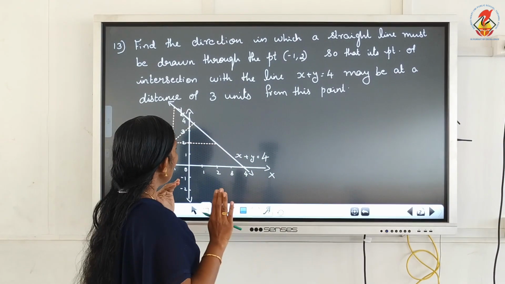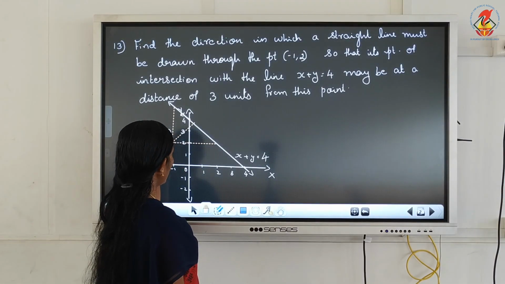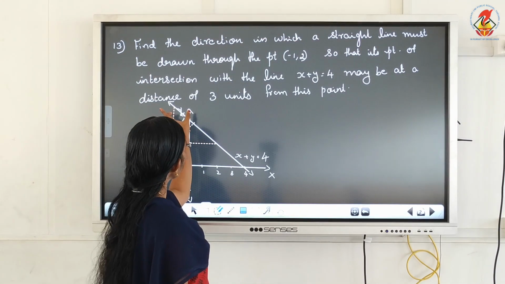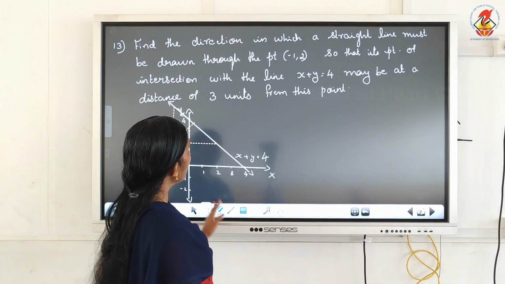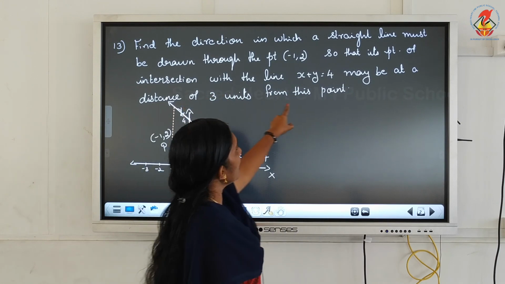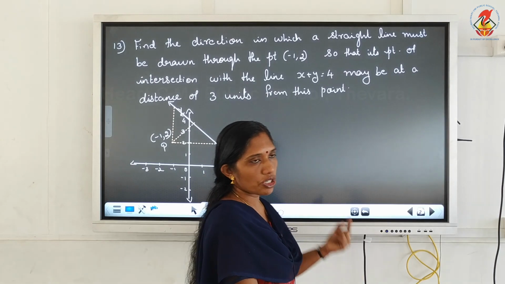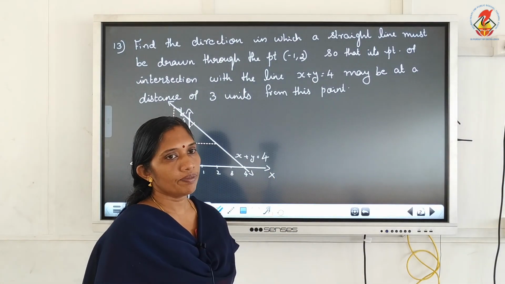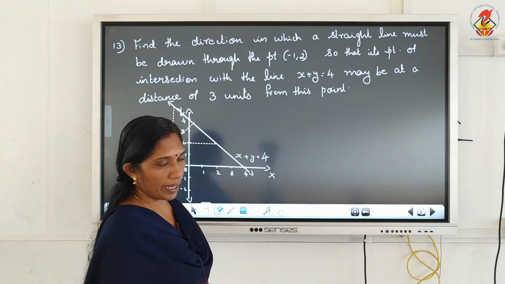Okay. So, in which direction can we draw a straight line through the point (-1, 2) so that the point of intersection of that line with the line x + y = 4 is at a distance of 3 units from this point? That is, the distance between the point of intersection and the point P is 3 units. In which direction can we draw the straight line?